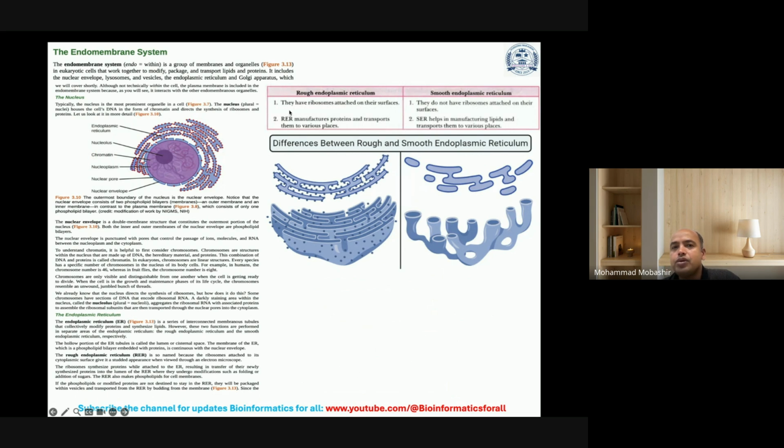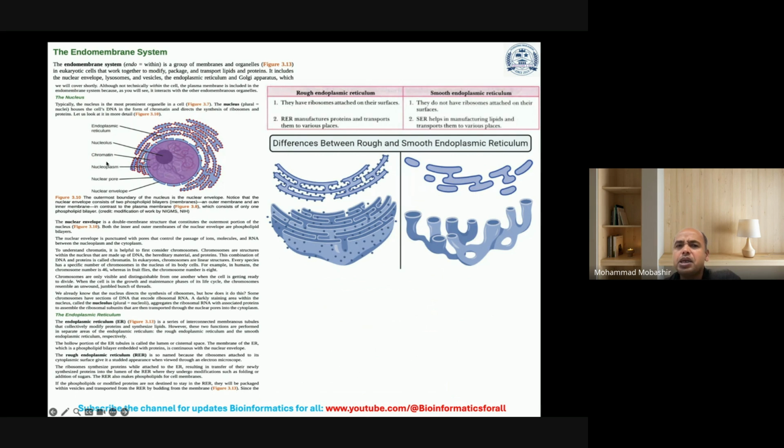The same thing you can see: rough ER has ribosomes attached on its surface, while smooth ER does not have ribosomes attached on the surface. RER manufactures proteins and transports them to various parts, while SER, smooth, manufactures lipids and transports them to various parts. So this is the basic clear difference between rough and smooth endoplasmic reticulum.